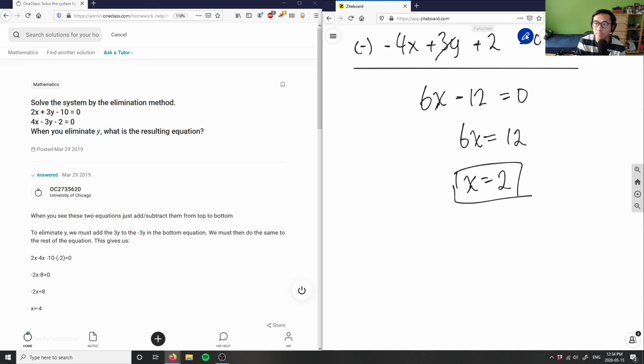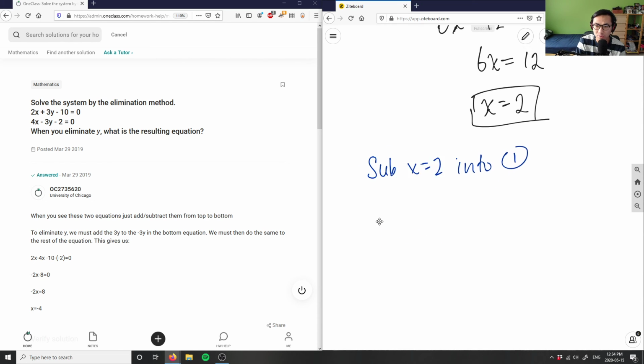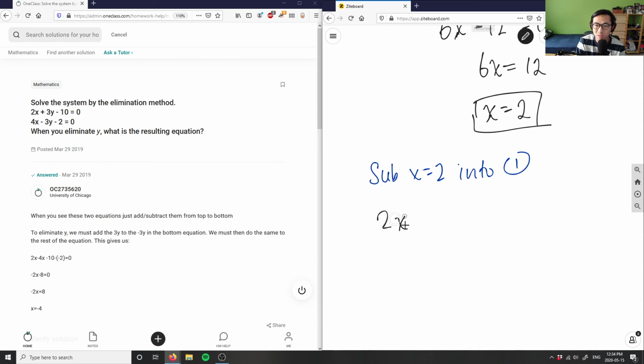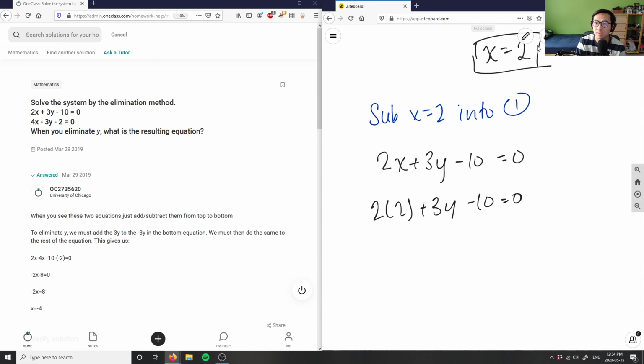I'm going to sub x equals 2 into equation 1. So I have 2x plus 3y minus 10 equals 0. Substituting x equals 2, I get 2 times 2 plus 3y minus 10 equals 0. Then I can easily solve for y by isolating it. 2 times 2 equals 4, plus 3y minus 10 equals 0. I can move 4 to the other side, so I have 3y minus 10 equals -4.